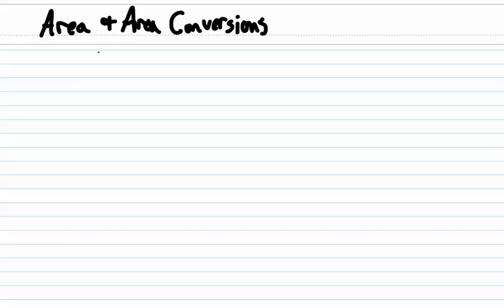All right, area and area conversions. What is area? Area, in my mind, the way I think of it is like this. I think an area is the size of a surface, and it is a scalar quantity. It is not a vector. It has no direction. It's just a size or a magnitude.